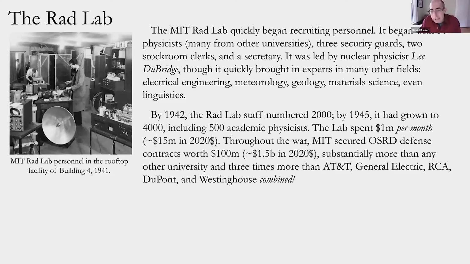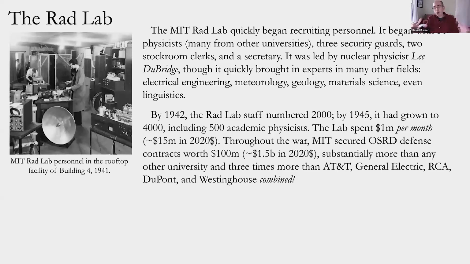So by the end of the war, it had 500 academic physicists, a very large fraction of all the PhD physicists in American universities altogether. A huge fraction were recruited to the Rad Lab. It was by this point spending $1 million per month. If you adjust for inflation to our contemporary currency, that's about a $15 million per month budget. They were burning through cash very rapidly.